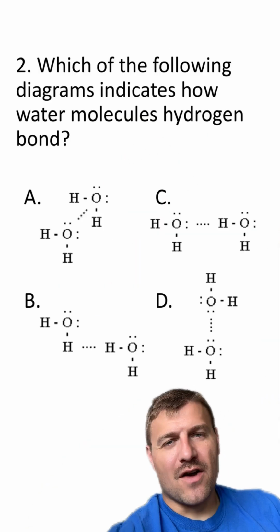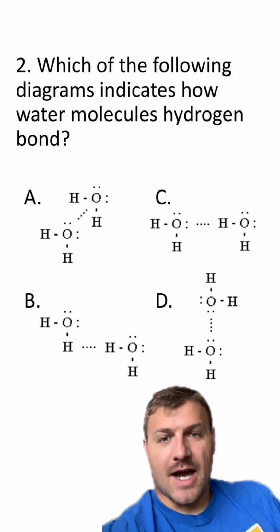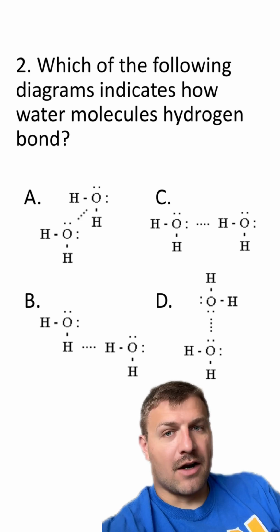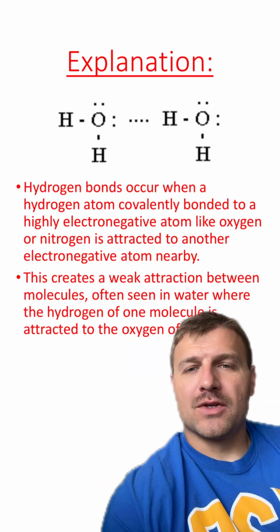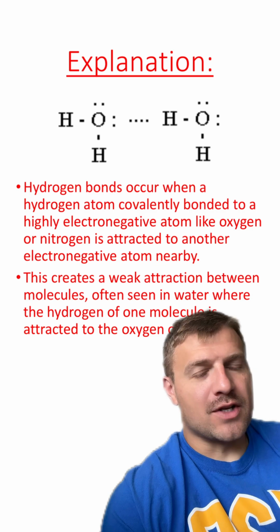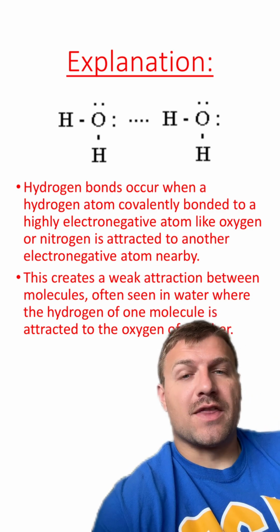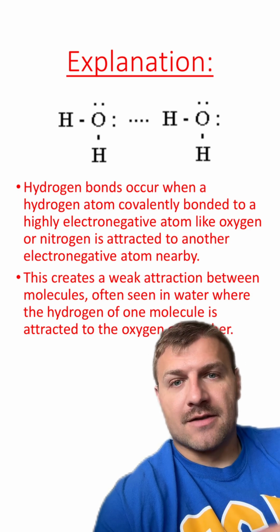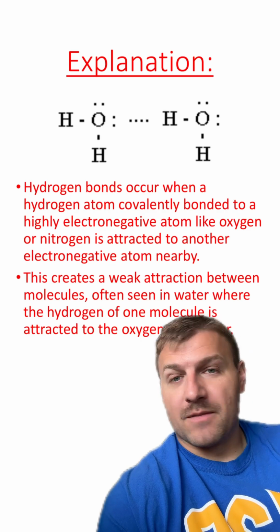Next question, which of the following diagrams indicates how water molecules hydrogen bond? So in each diagram, you can see there are 2 water molecules interacting with each other. Which of the diagrams shows the correct interaction that forms a hydrogen bond? The correct answer here is C. This is because hydrogen bonds form between the oxygen atoms and the hydrogen atoms of neighboring water molecules. This is due to the covalent bonds within the water molecules forming electronegative and electropositive ends of the molecule. Those positive and negative ends will interact with each other and form these hydrogen bonds.